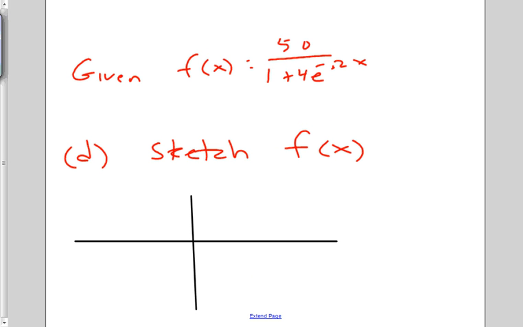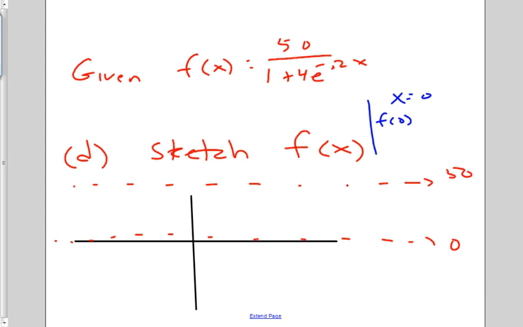So for us to sketch this, we know we're going to have asymptotes at 50 and 0, because that's what the function approaches. When x equals 0, my function is going to equal f of 0 equals 50 over 1 plus 4, and e to the 0 is just 1. So 50 over 5, which is 10. So we know we're going to go through this point at 10.